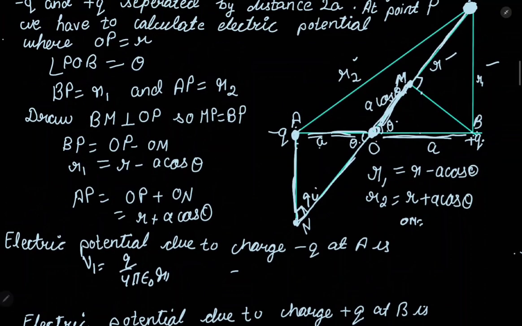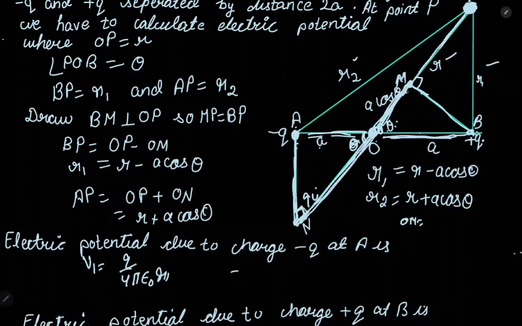And how we are going to do that is, we'll draw a perpendicular from B to OP, that is M, and we are going to draw a perpendicular from A to OP. We'll extend this OP up to N and we'll draw a perpendicular here. The angle is 90 degrees and this angle is theta. This angle is also theta because they are vertically opposite angles. Now this is the A.